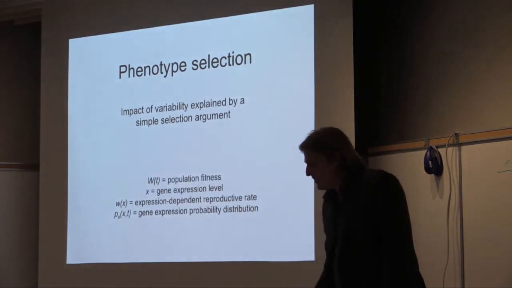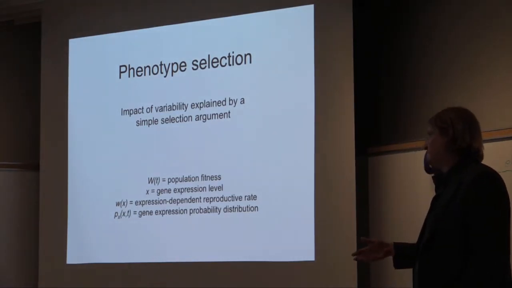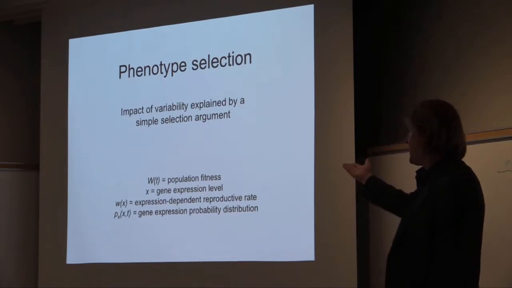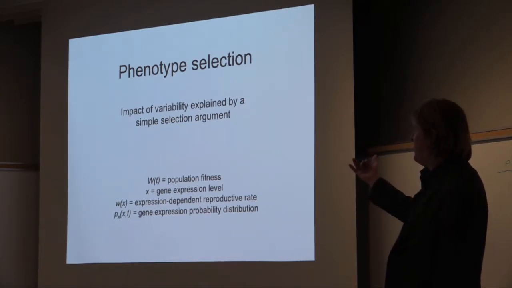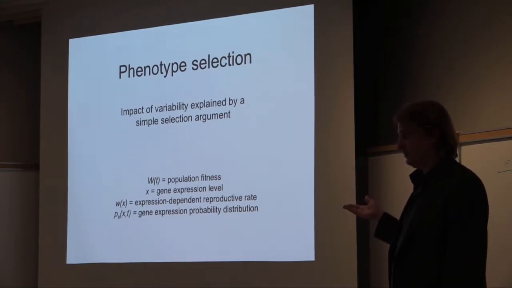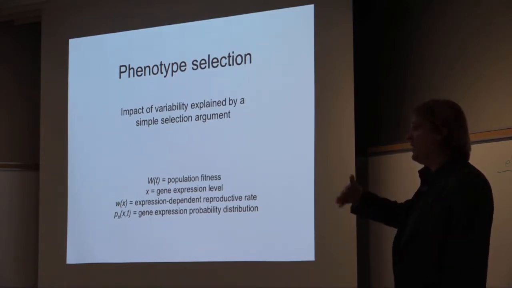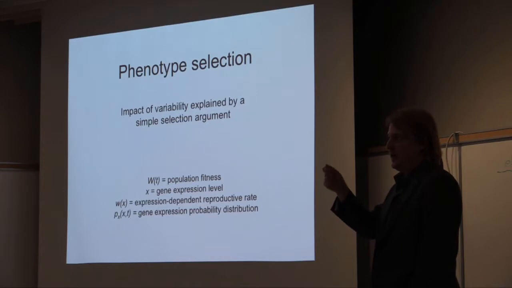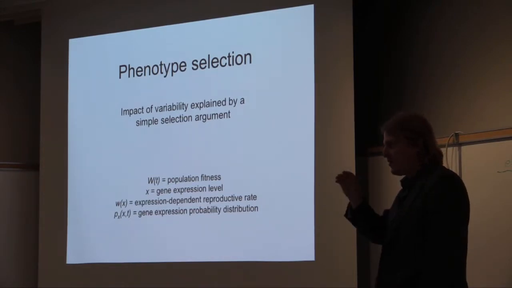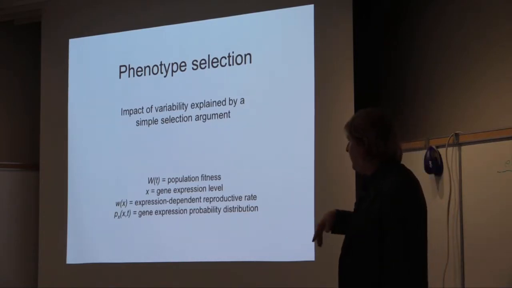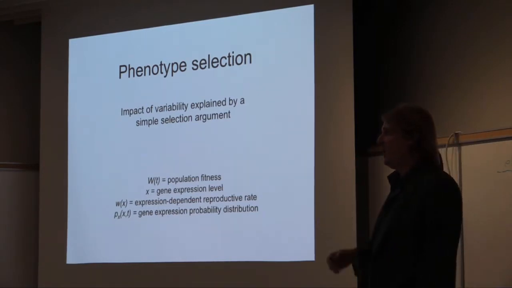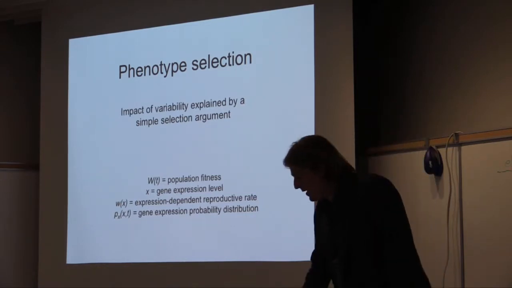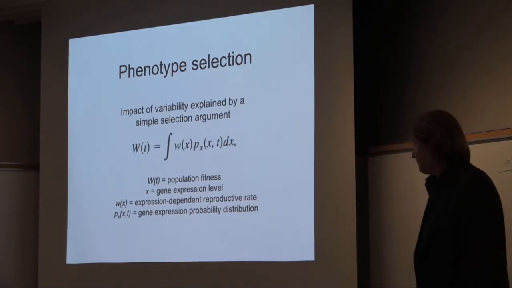Anyway, what are we interested in? We're interested in population fitness, big W, over time, and we're interested in the correlation with gene expression levels, so let's call that X. Then we introduce that the individual cells have a reproductive rate, which is a function of the level of gene expression. It seems feasible enough that the level of gene expression gives you small incremental changes to your fitness. It's not all or nothing, it's small incremental values. And then finally we have a probability distribution, which essentially describes your histogram of how many cells have this level of gene expression. It's just the likelihood that a given cell would have that gene expression. And so that's the argument.